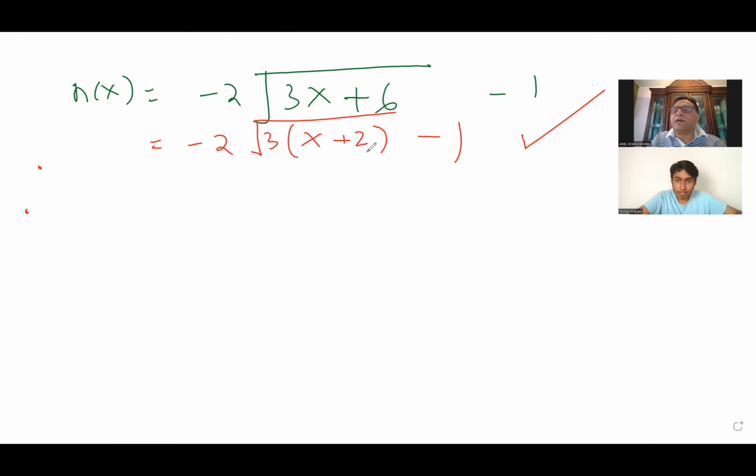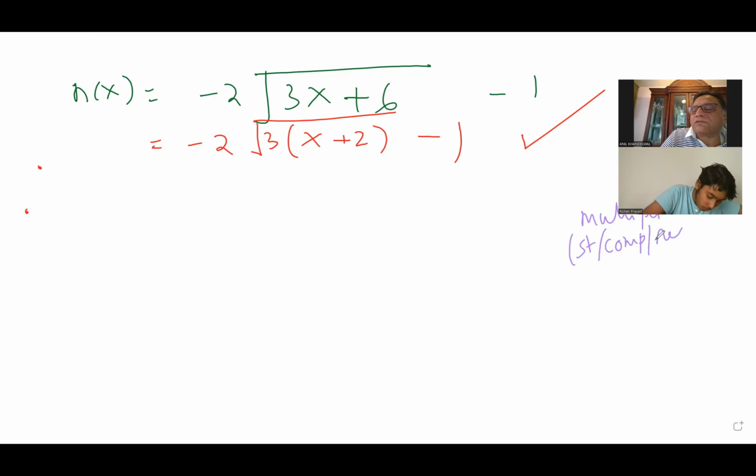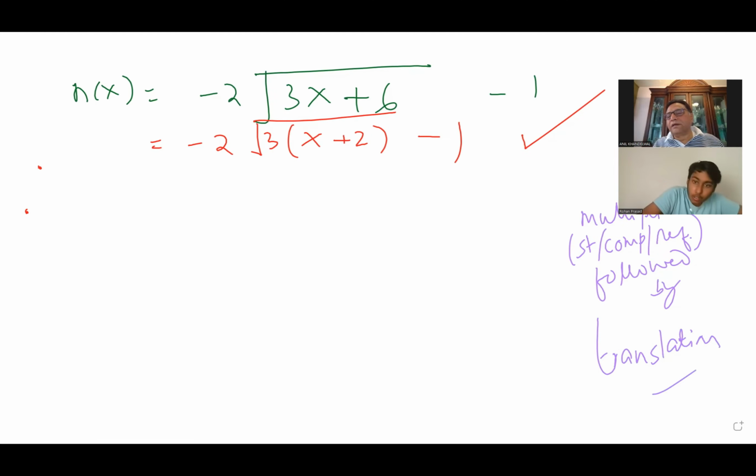Always when you describe transformations, you have to do multiplication first, like stretches, compressions, and reflections. Is it okay? Okay, sir. So you start with multiplications. So that really means you have to do stretch, compression, and reflection, followed by translation. You get the idea. Translation at the end.